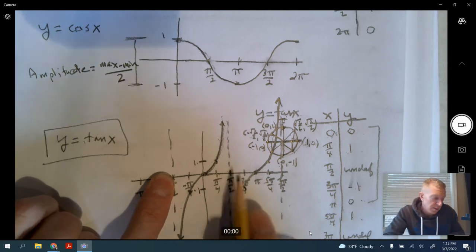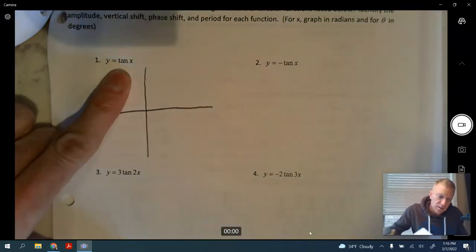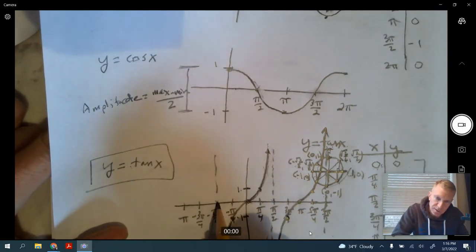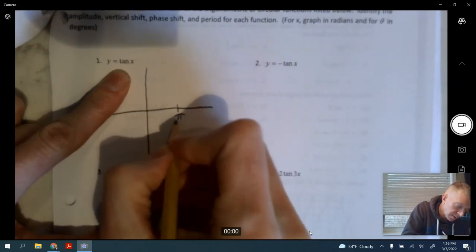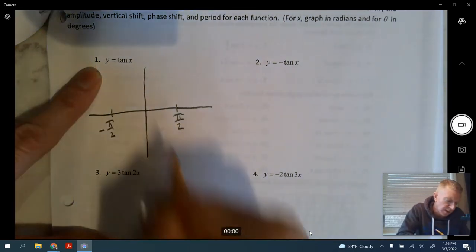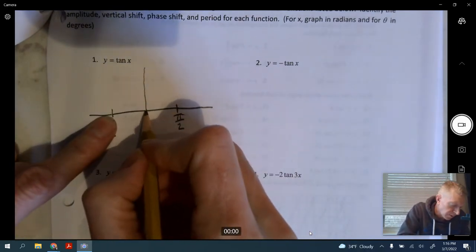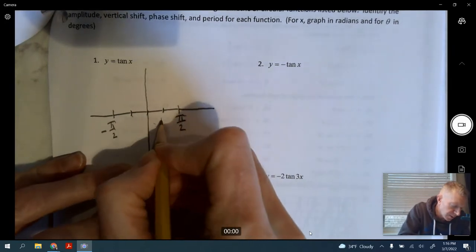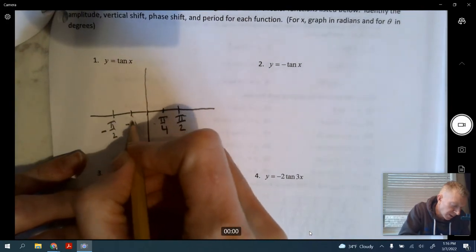So you take your period, and here, since the period is simply pi, we're going to go half of the period to the right, half of the period to the left. Since the period is pi, we're going to go pi over 2 to the right and pi over 2 to the left, and that's negative. Now we want our quarter marks. Remember, with any of these graphs, we want to find the beginning and end, the middle, and the quarter marks, okay? So halfway to pi over 2 is pi over 4. Halfway between 0 and negative pi over 2 is negative pi over 4.